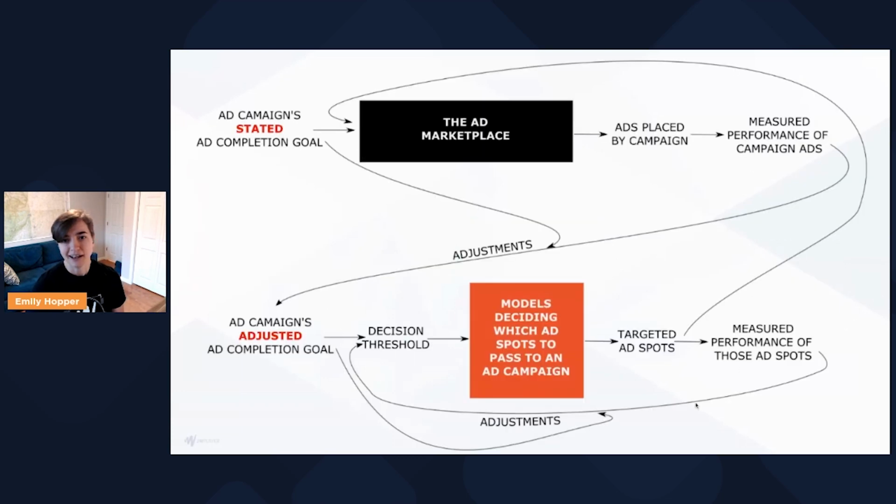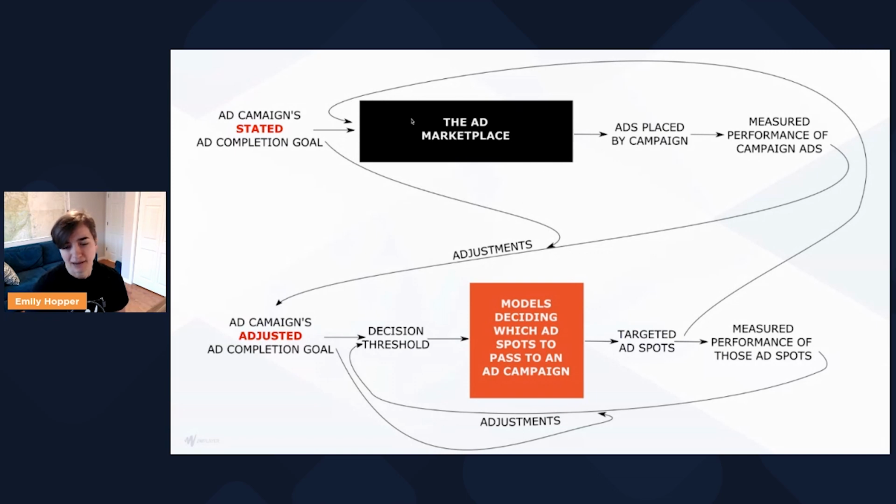Instead, we set up this cascade of feedback loops. So here is that same feedback loop diagram that you know and love by now, but we have this other feedback loop that is sitting on top of it. So here we start with the ad campaign's stated ad completion goal.